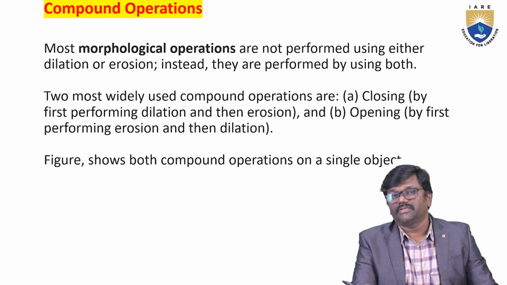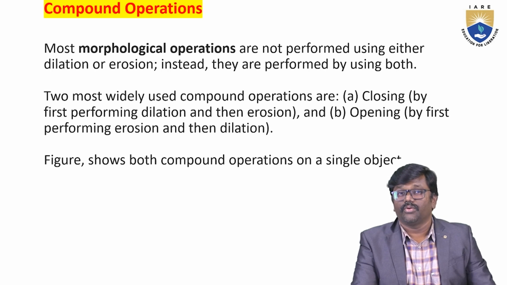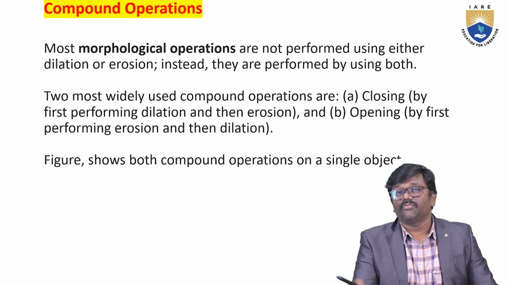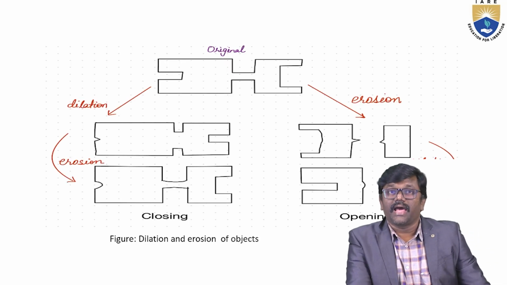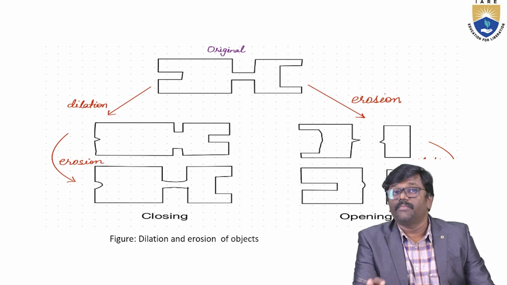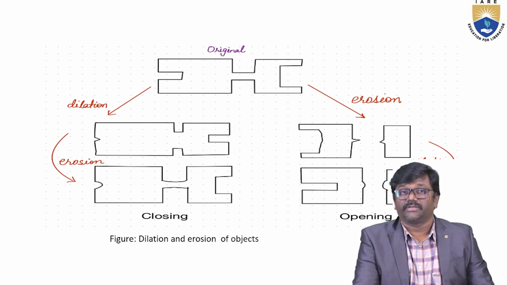In the previous one we went through certain examples of erosion alone, but here we have compound operations, where we are applying both closing and opening. Closing means you first perform dilation and then go to erosion. Whereas opening means first you perform the erosion operation, then it goes to the dilation operation.